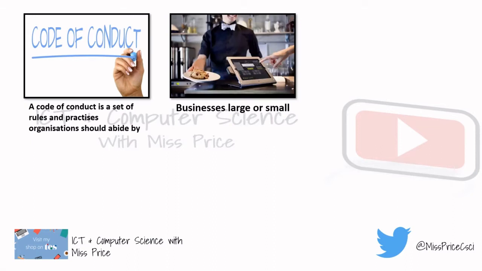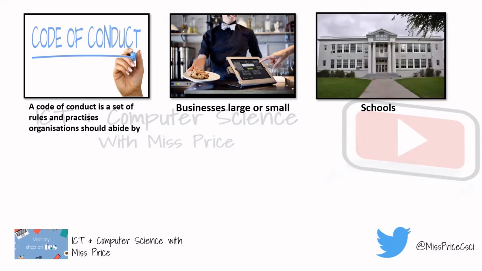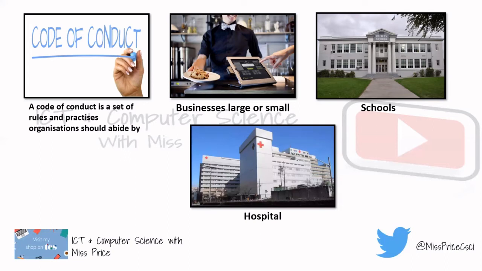So businesses, large or small, that deal with any kind of data and IT equipment should have a code of conduct. As you can see, in a small business, somebody is ordering something and they're going to pay using their credit card. There are laws, obviously, to protect that person's data. Schools have codes of conduct to go by. We deal with large amounts of data, obviously about you children and your parents. We have IT equipment that we teach you on, that we have connected to the internet. So we have codes of conduct that you should abide by as well. And then there are hospitals that hold large amounts of data. They've got lots of IT equipment and servers, and they've got lots of sensitive information about a patient that should not be shared.